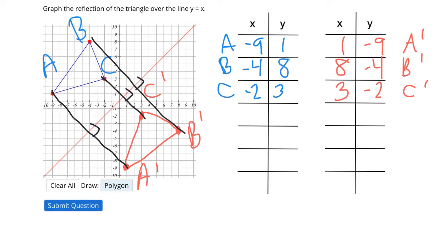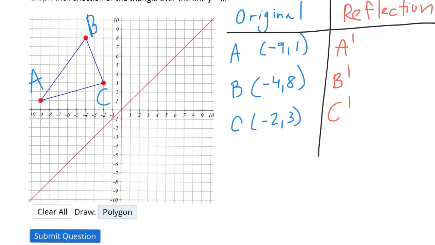So just to recap, if you want to make a reflection over the line y equals x, all you need to do is switch the x and y values in your table and then make a new graph. If we look at another example, this time we've got a triangle that's set up with coordinates A, 9, -1, B is -4, 8, and C is -2, 3.